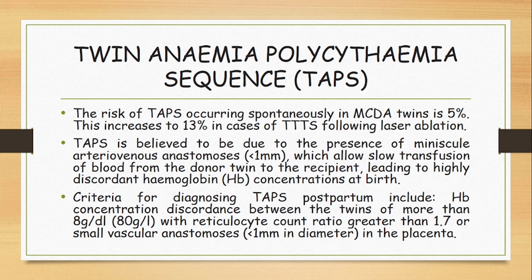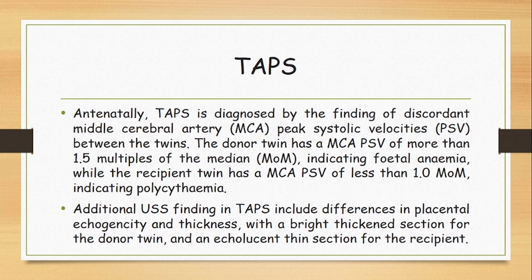So, criteria for diagnosing TAPS, twin anemia polycythemia sequence: one is discordance between the hemoglobins of the 2 fetuses of at least greater than 8 grams per deciliter. Or reticulocyte count ratio greater than 1.7. Or the presence of small vascular anastomoses less than 1 millimeter in diameter in the placenta.